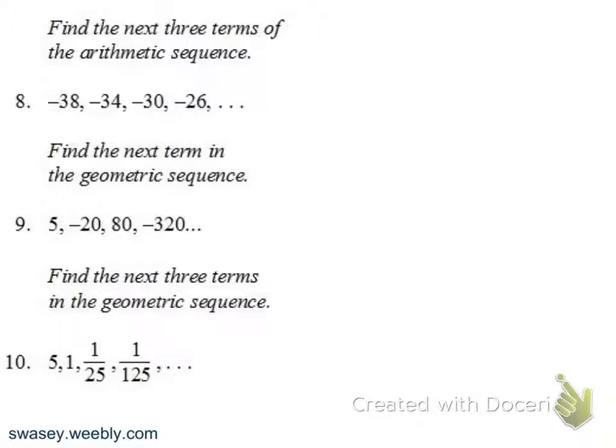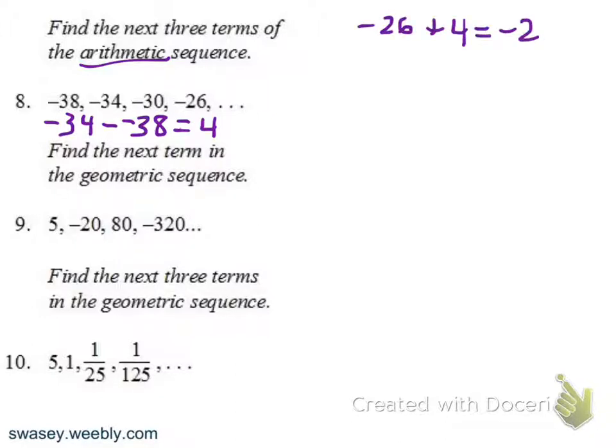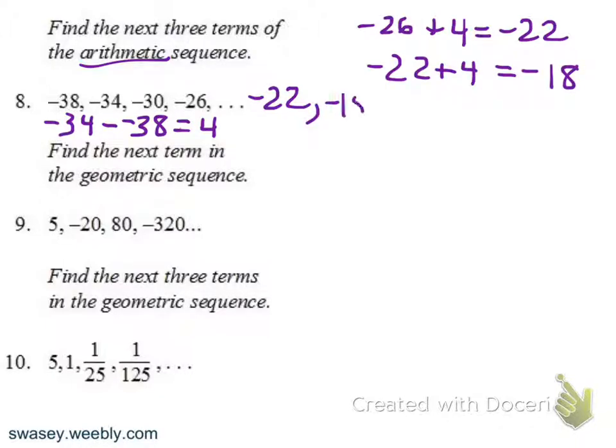To find the next 3 terms, we're going to keep this pattern going. We already know it's an arithmetic sequence. Negative 34 minus negative 38 is 4, so we're adding 4 each time. So next three terms, negative 26 plus 4 is negative 22. Negative 22 plus 4 is negative 18. And then negative 18 plus 4 is negative 14.